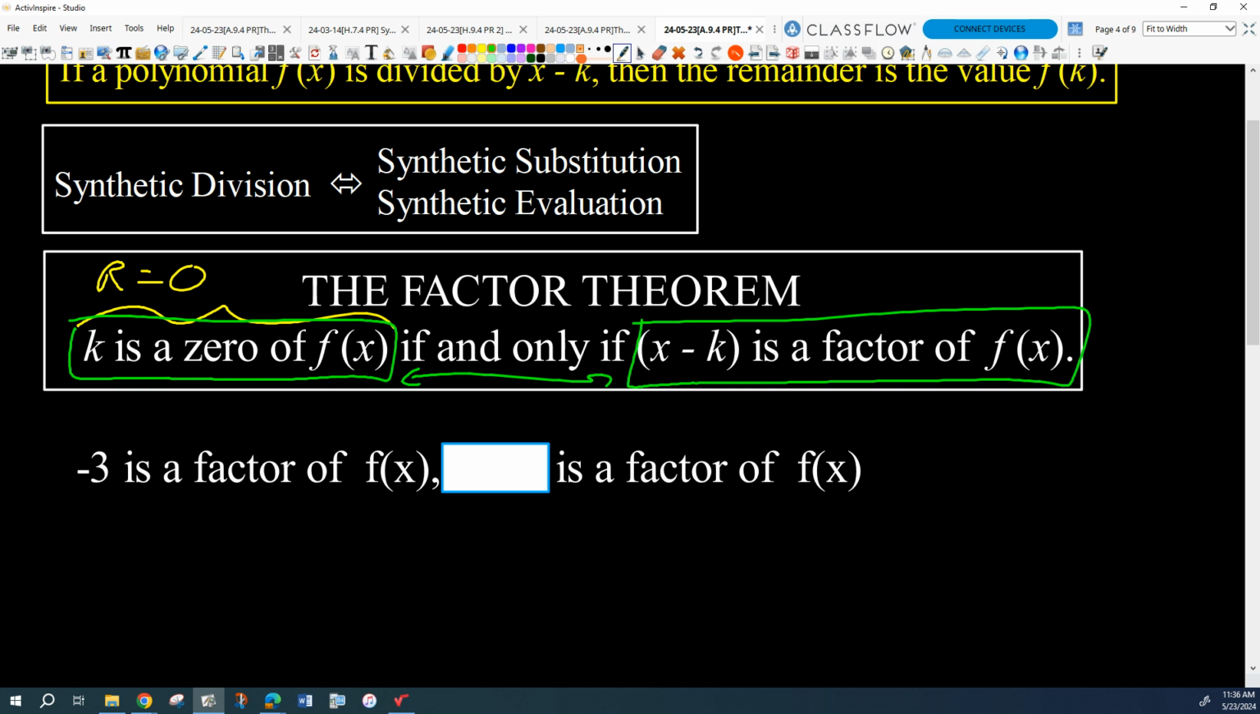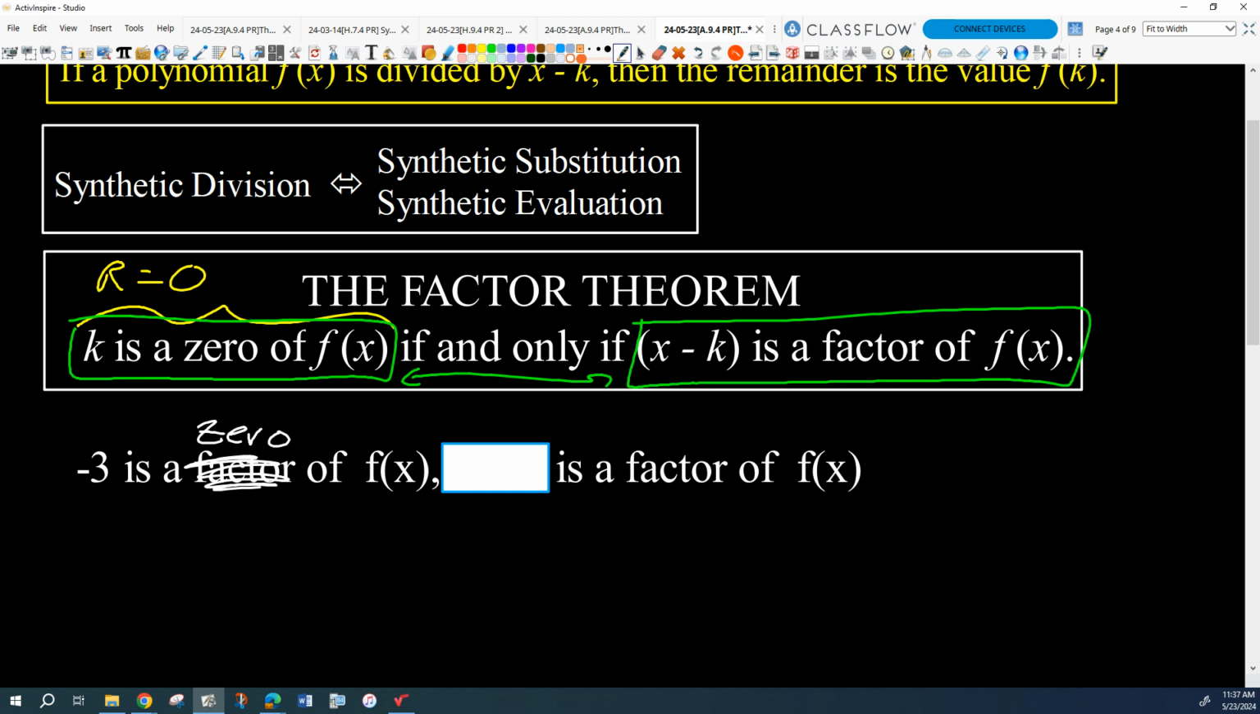They always go together. So for example, if negative 3 is a 0, not a factor, if negative 3 is a 0 of some function f of x, what's the factor that has to go with that? The factor would have to have an x in it, right? What's our rule? If k is a 0, then x minus k is a factor. Now apply that to this specific example. Negative 3 is a 0, so what's a factor? Good, x minus negative 3, right?